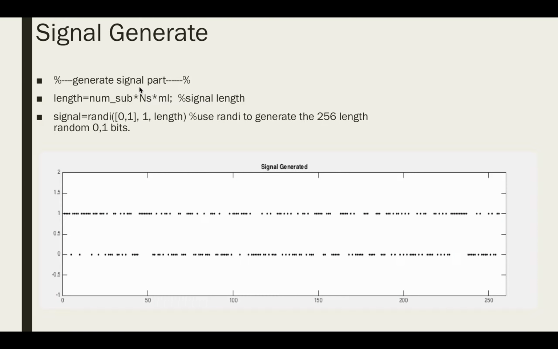And the first part is the signal generation. In the signal part, I set the length as the number of subcarriers, which is 64, times NS and ML, which are both 2. So the length of the signal is 256, and we can see from this picture there are 256 plots, and the values of the bits are 1 or 0.